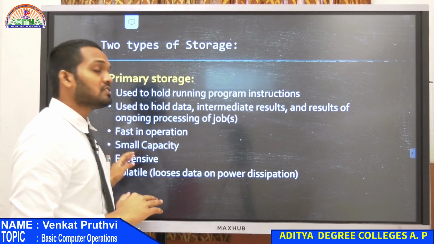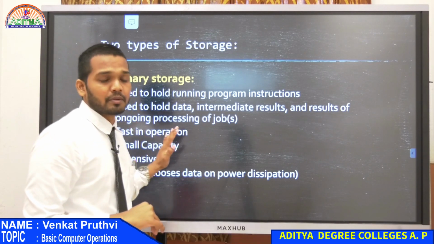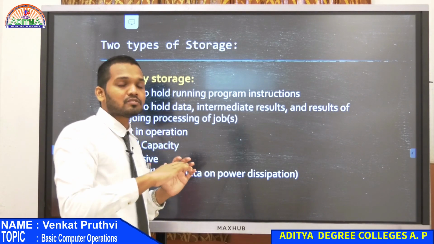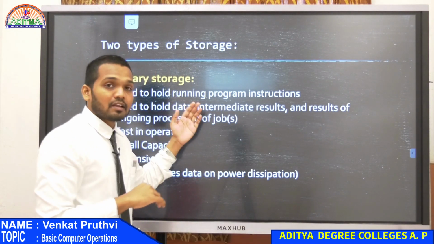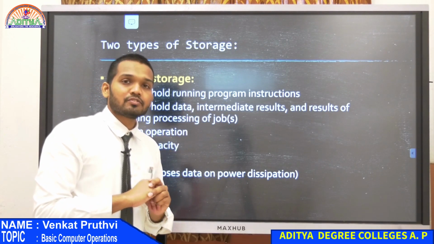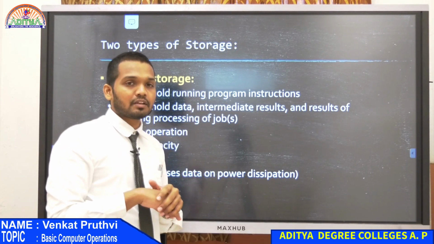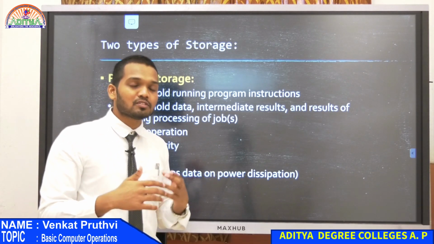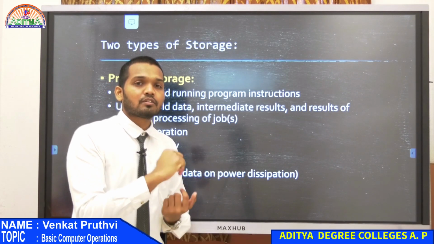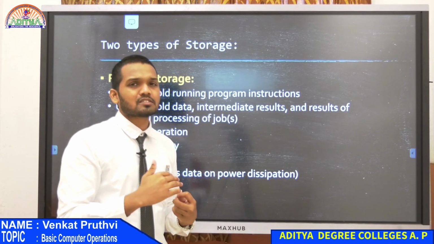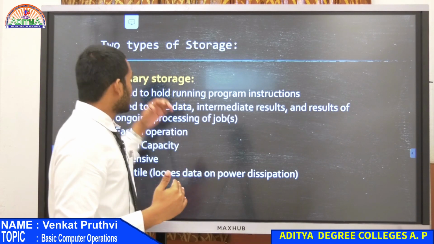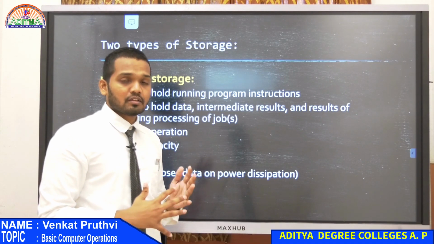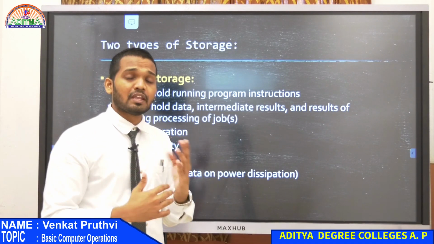Then there are some features of primary storage. They are very fast in operation. They are designed in such a way that their performance is very high. The reason is they are directly connected to the CPU. If the performance is slow, or only medium, then there would be many issues and the efficiency of a computer would really go down. In order for a computer to perform tasks at a very high pace, this primary storage, or the RAM that we were discussing, should be designed in such a way that it has very high performance.